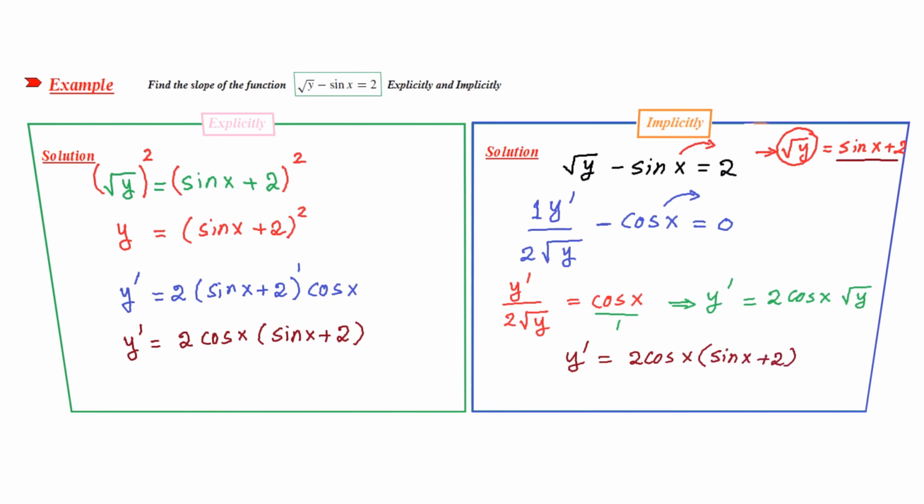A quick look at the final answers in the two parts. You see we have the same final answer, but in the explicit way we rewrite the function in explicit form, while in the implicit way you find the first derivative directly without any change of the original function. And that's it.